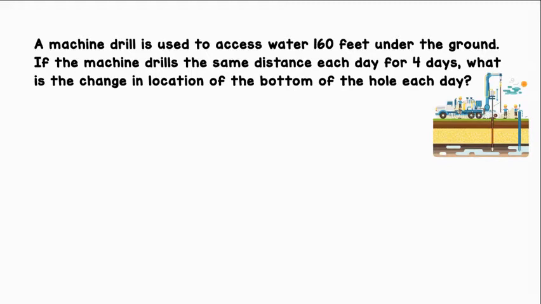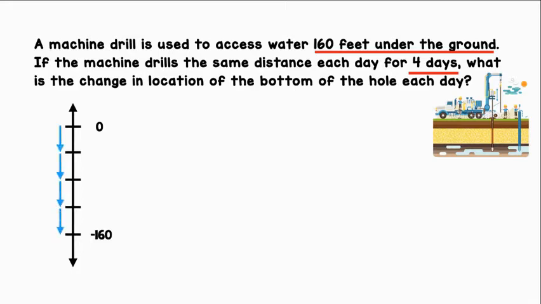Let's use a vertical number line to represent this situation. The water is 160 feet under the ground. This dig is split up between 4 days, so we're going to split this into 4 parts. Since we are splitting up 160 feet evenly between 4 days, we are going to be dividing.